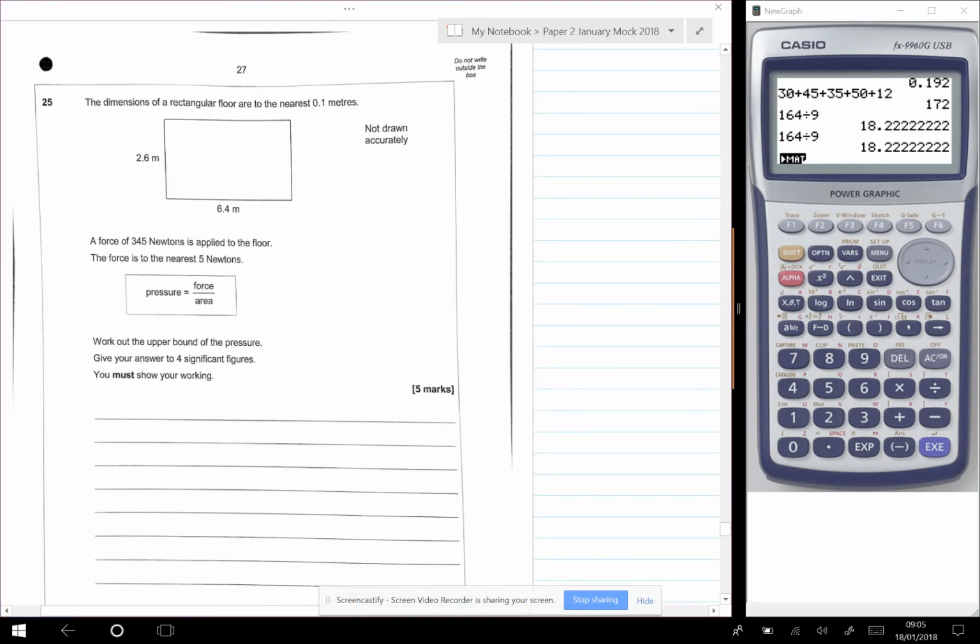Question 25. The dimensions of a rectangular floor are, to the nearest 0.1 meters, like this. A force of 345 newtons is applied to the floor, and the force is to the nearest 5 newtons. Work out the upper bound for the pressure. So in other words, we want the largest possible pressure. So if we want the largest pressure, call that pressure max, then we want to get the force as large as possible, so that's the maximum force, divided by the smallest possible area. So that's actually the area minimum.